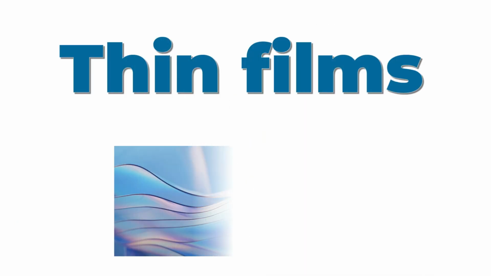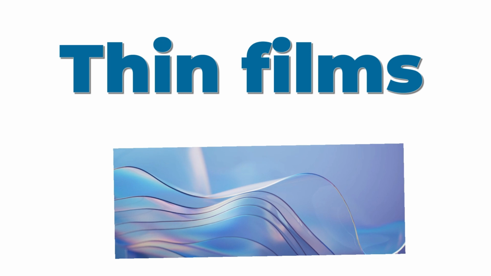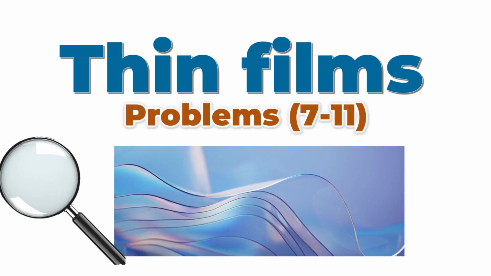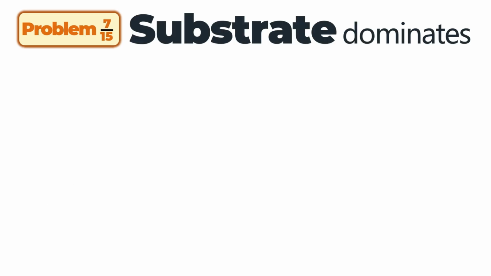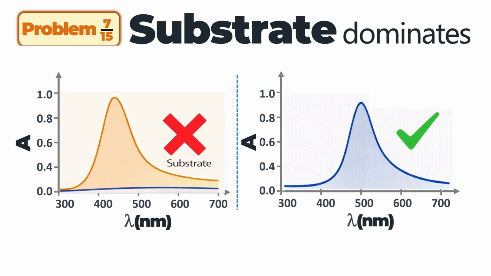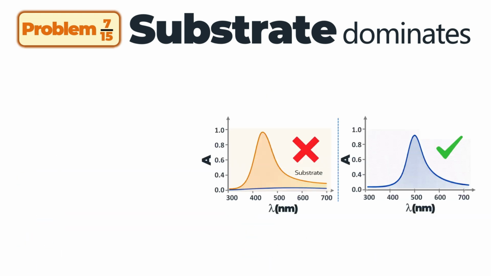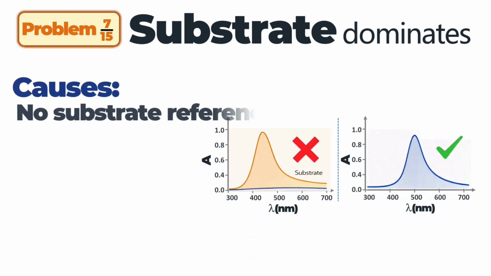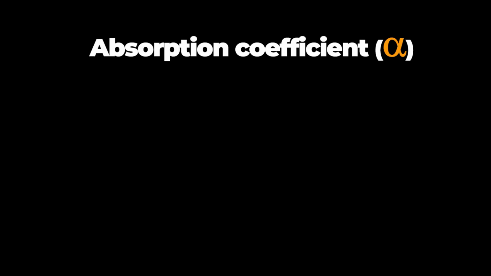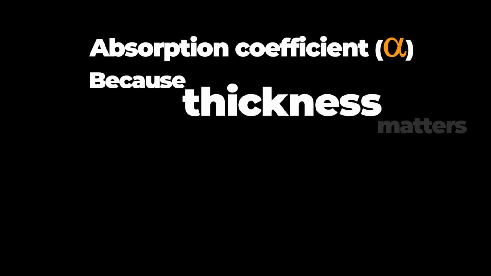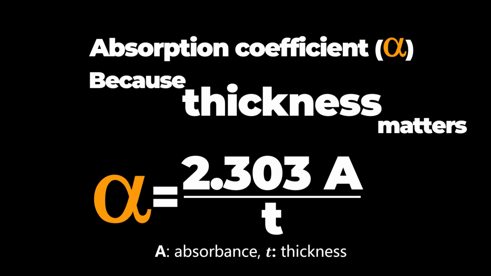Now thin film. Problems 7 to 10 are the common issues in thin film samples, and the fixes are quick. Problem 7. Substrate dominance. If your spectrum looks just like your glass slide, it's because you did not subtract the background. Measure your bare substrate as the reference before you measure the film.